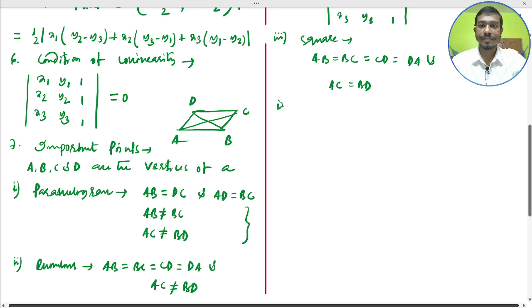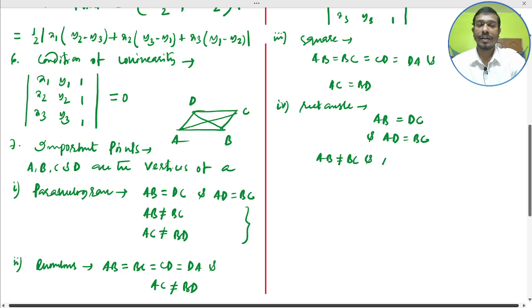Next, the rectangle. Rectangle means the opposite sides are equal. That means AB equal to DC and AD equal to BC. And the adjacent sides are not equal, that is AB not equal to BC and AD not equal to DC. And the diagonals are equal, means AC is equal to BD. These are the conditions. Next, the change of axis.